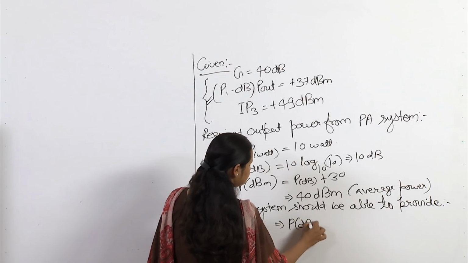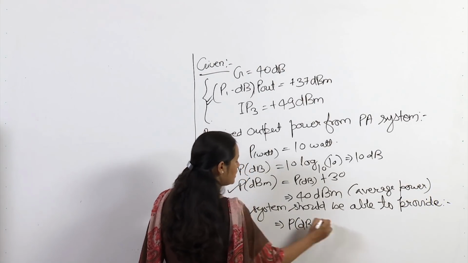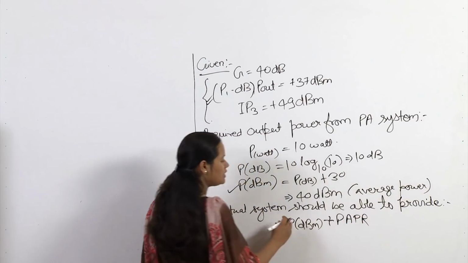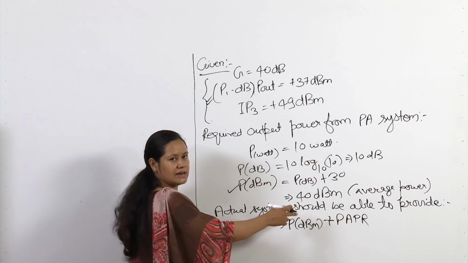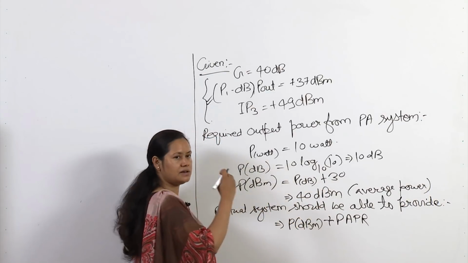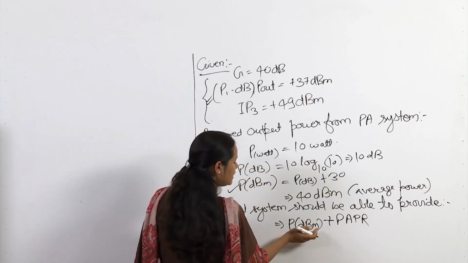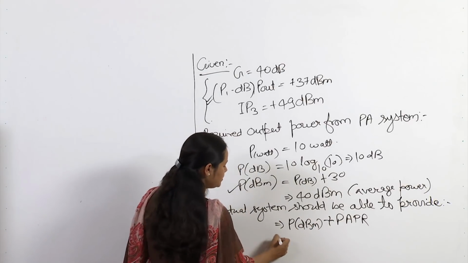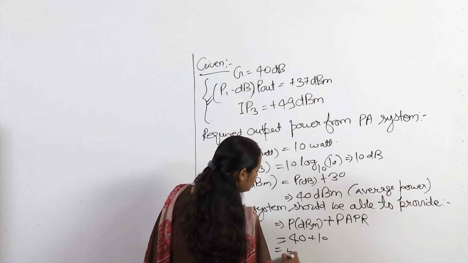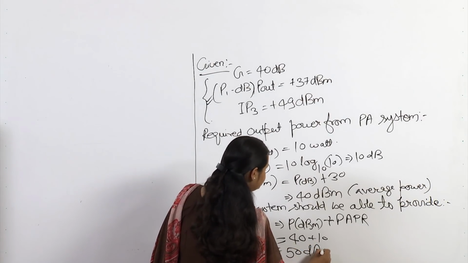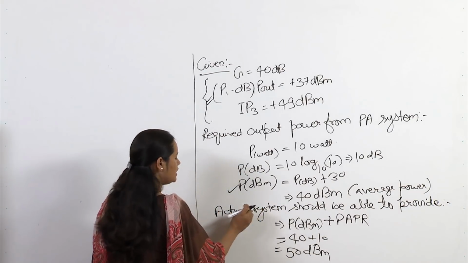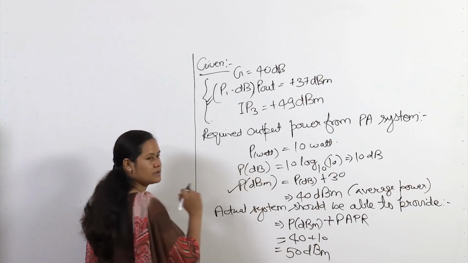P dBm, which is calculated here, plus PAPR. So whenever the signal peak will be here, it should not be clipped. The power amplifier will be working at this average power, but the signal peak will sometimes be reaching this P dBm plus PAPR value. So it will be 40 plus 10, which is 50 dBm. So we know that we have to have 50 dBm actual system power from here.